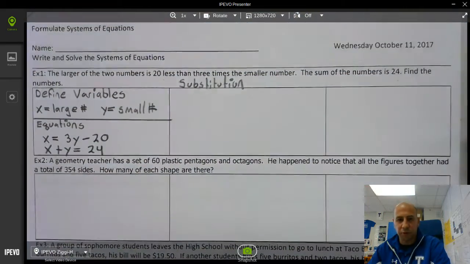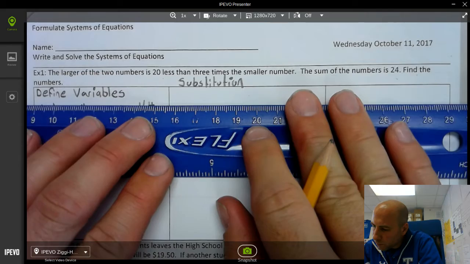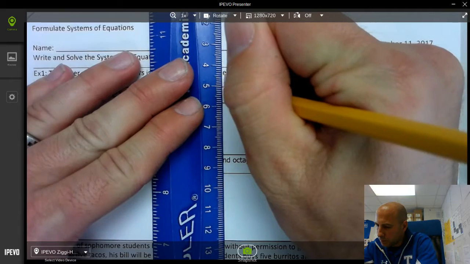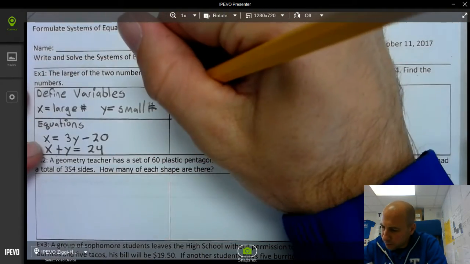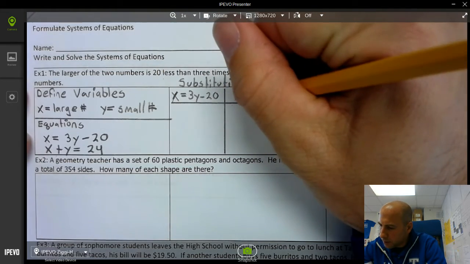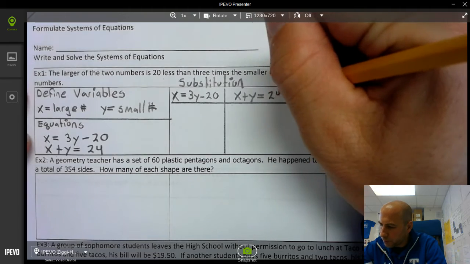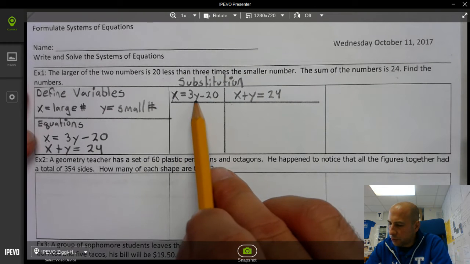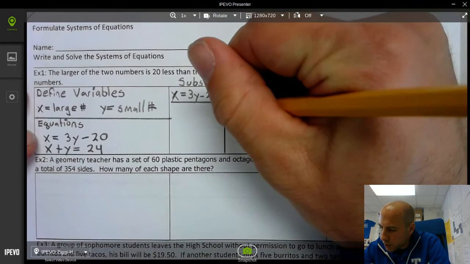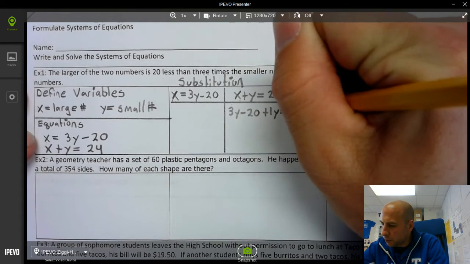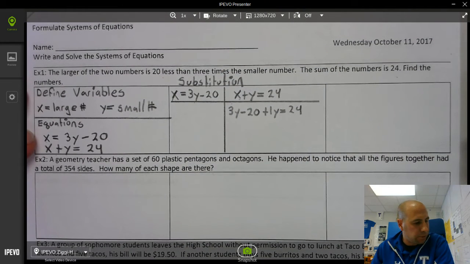Okay, so when we're solving by substitution, we make a table. So x equals 3y minus 20, and x plus y equals 24. We see that x equals 3y minus 20, so we're going to substitute that in for x. So we get 3y minus 20 plus, I'm going to put a 1y there, equals 24. Now step 3, solve this. So we're solving the system.